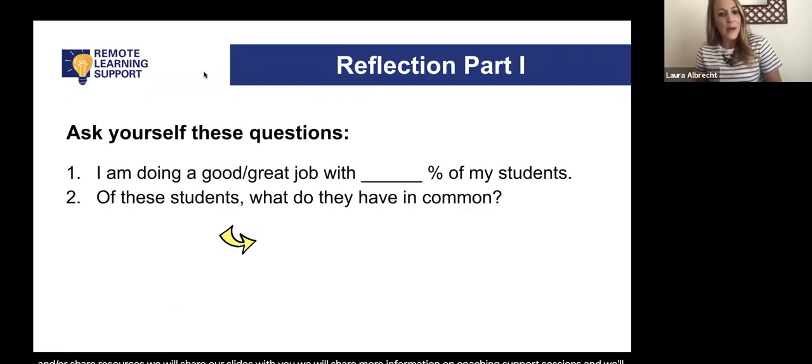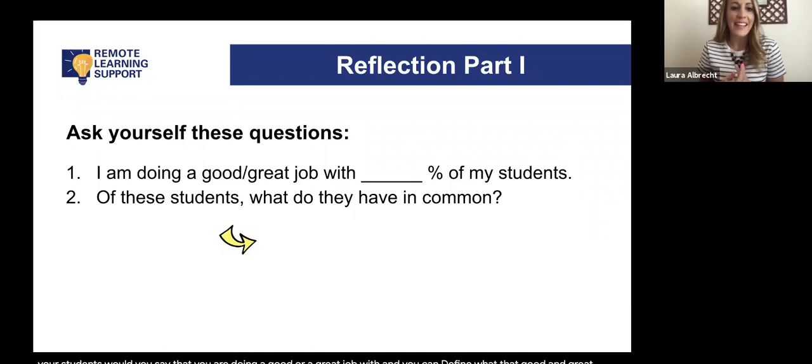In thinking about the students that you serve, depending on that number or who that might be, I would just like you to reflect for a second on these 2 questions. What percent of your students would you say that you are doing a good or a great job with? You can define what good and great means, but just quantify that in some sort of percentage.